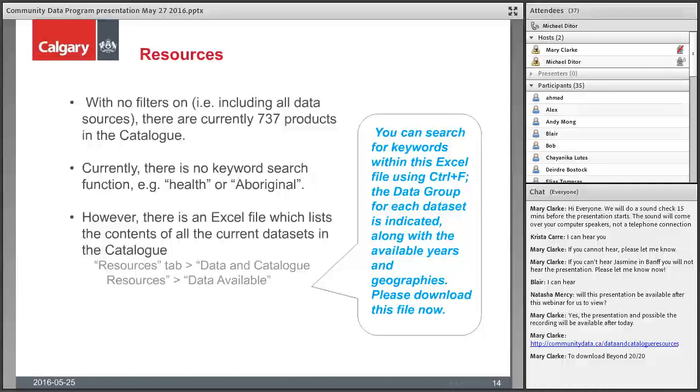Currently, unfortunately, there's no way to keyword search within there, so you can't just search like for Aboriginal and see all of the tables that contain information about Aboriginal people. But we're working on this, I think, right for the next iteration of the website. I've got some folks here from the Community Data Program, and they are nodding.